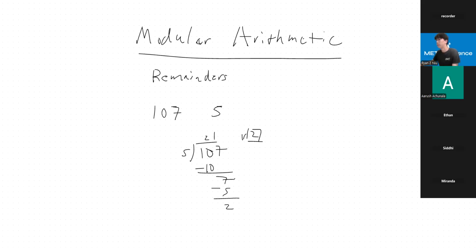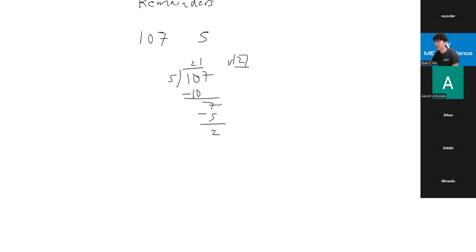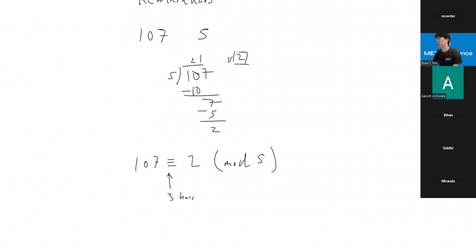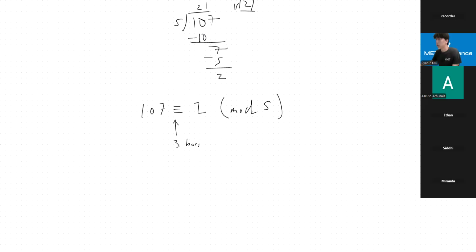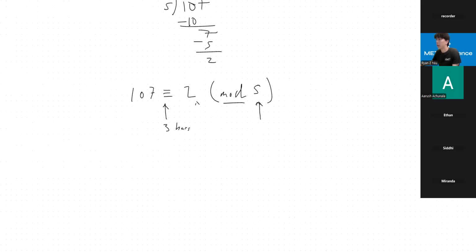Instead, we can do something like this. It'd be 107 equals, note this is 3 bars, 2, and then mod 5. Let's break this down a little bit. 5 is what we're dividing by, and it's next to this mod symbol. Mod, once again, just stands for modular. And then 2 is our remainder.